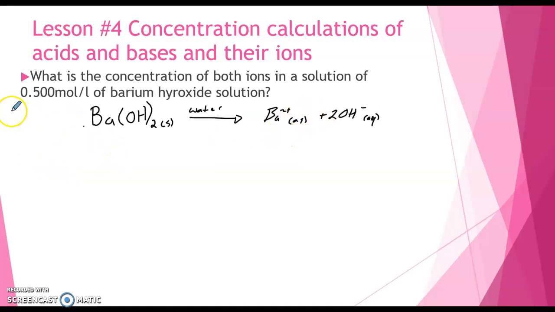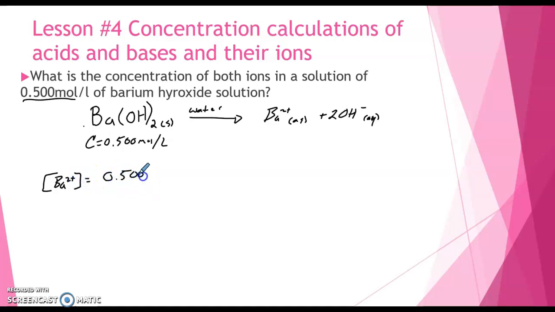So what we just do is we look back at the question. We did our dissociation equation. Now, what did they give us? Well, they gave us the concentration of barium hydroxide, and our concentration is 0.500 moles per liter. So we can just find the concentration of barium ions and the concentration of hydroxide ions from this. So to start, concentration of barium ions. Well, we start with what we know.